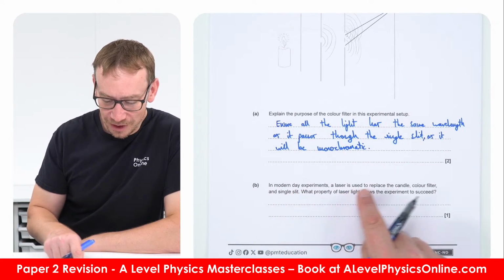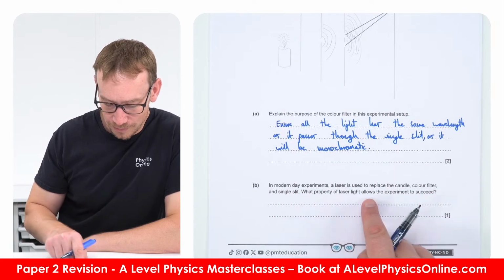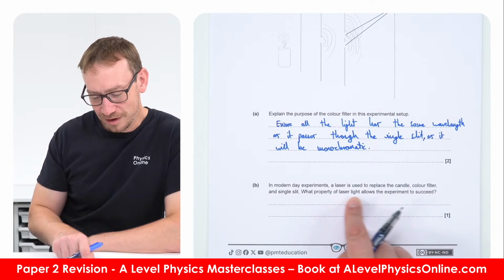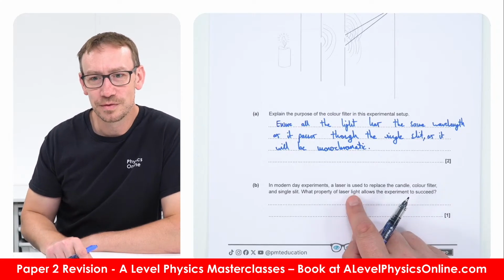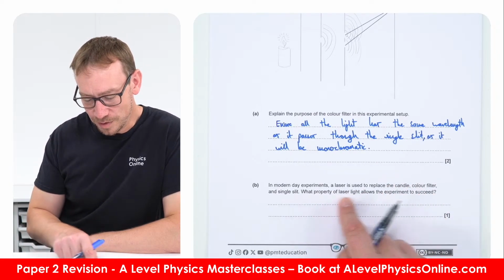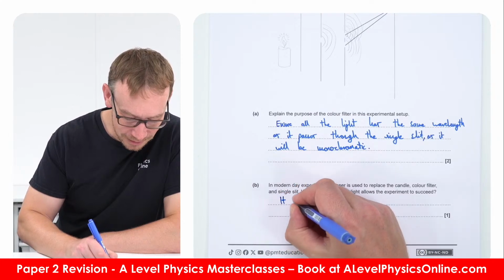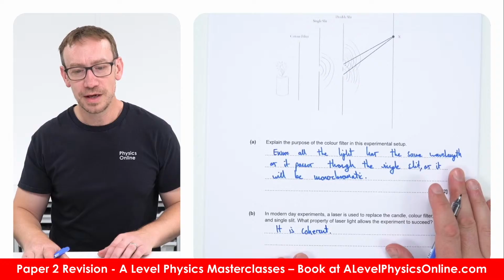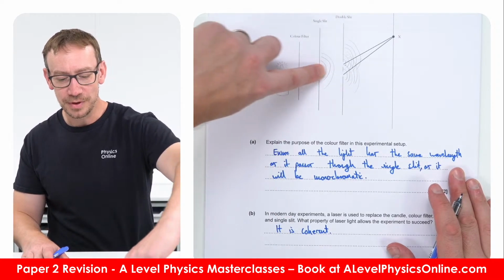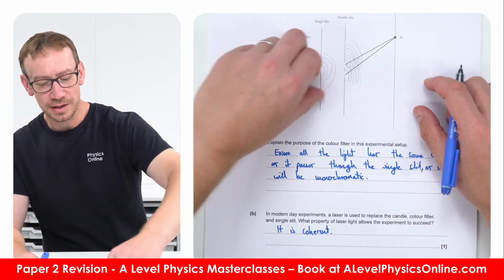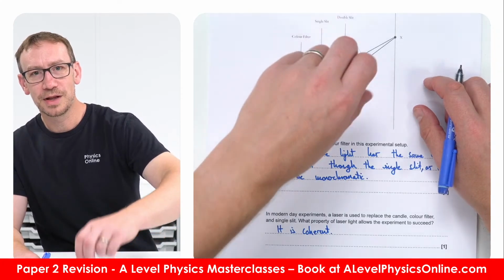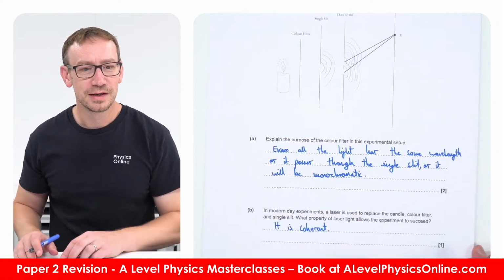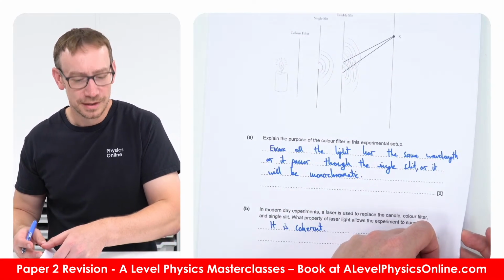In modern day experiments, a laser is used to replace a candle. What property of laser light allows the experiment to succeed? So the property of laser light, I don't know if that's the right phrasing, but the property of laser light is that it is coherent. Basically, if you've got coherent light, when you send one laser beam through the two slits, the laser light that's coming through will be coherent, so it'll have the same wavelength, a constant phase difference, the same frequency and a similar amplitude. Okay, right. So there we go.